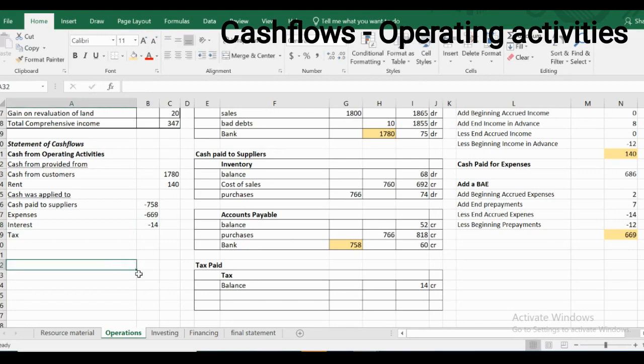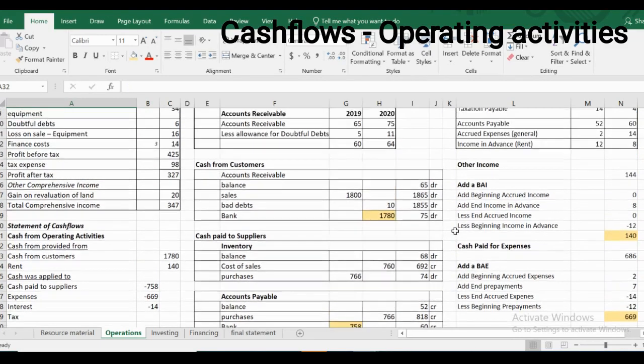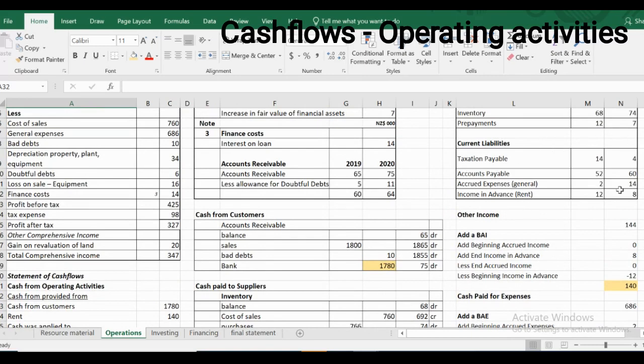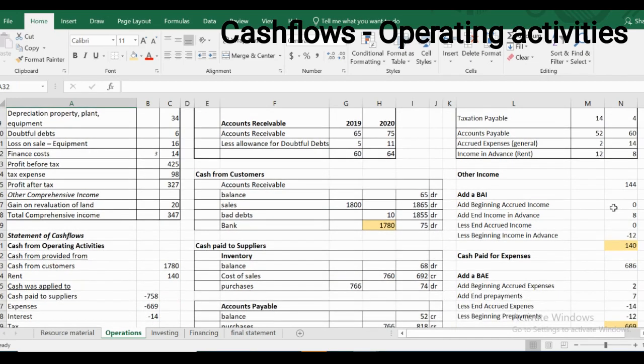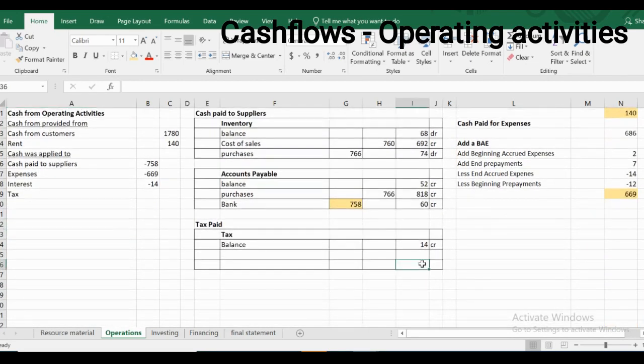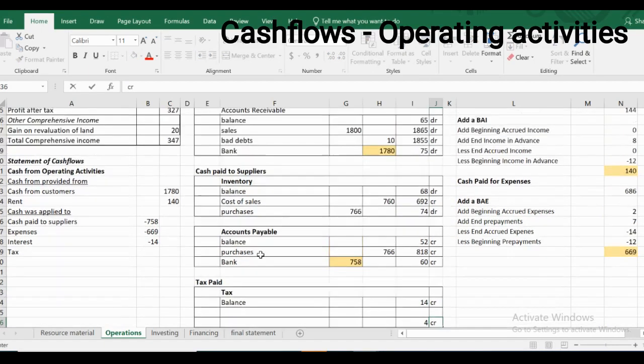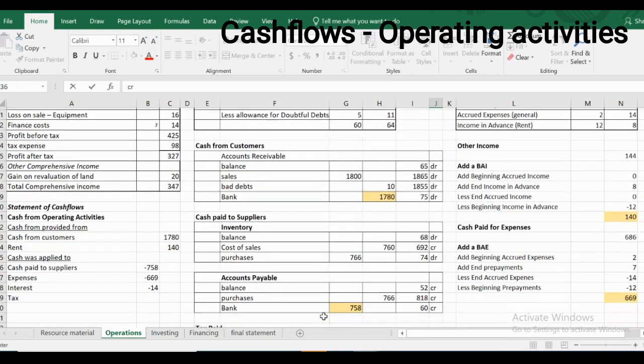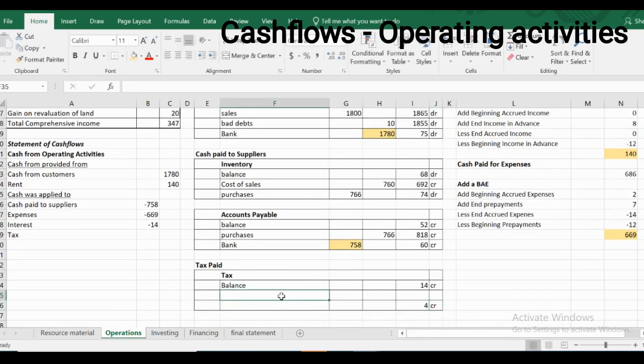And then the last one is tax. The tax, we need to check over at our current liabilities to have a look to see if we owe any tax. We do. We've got a tax payable account here. The opening balance was 14 and the closing balance was 4. So we're going to once again use our ledger accounts to reconstruct this. Our tax expense for the year was 98. So we owe that 98 to the government. So that's why it goes in the credit column, because we're owing that to the government.